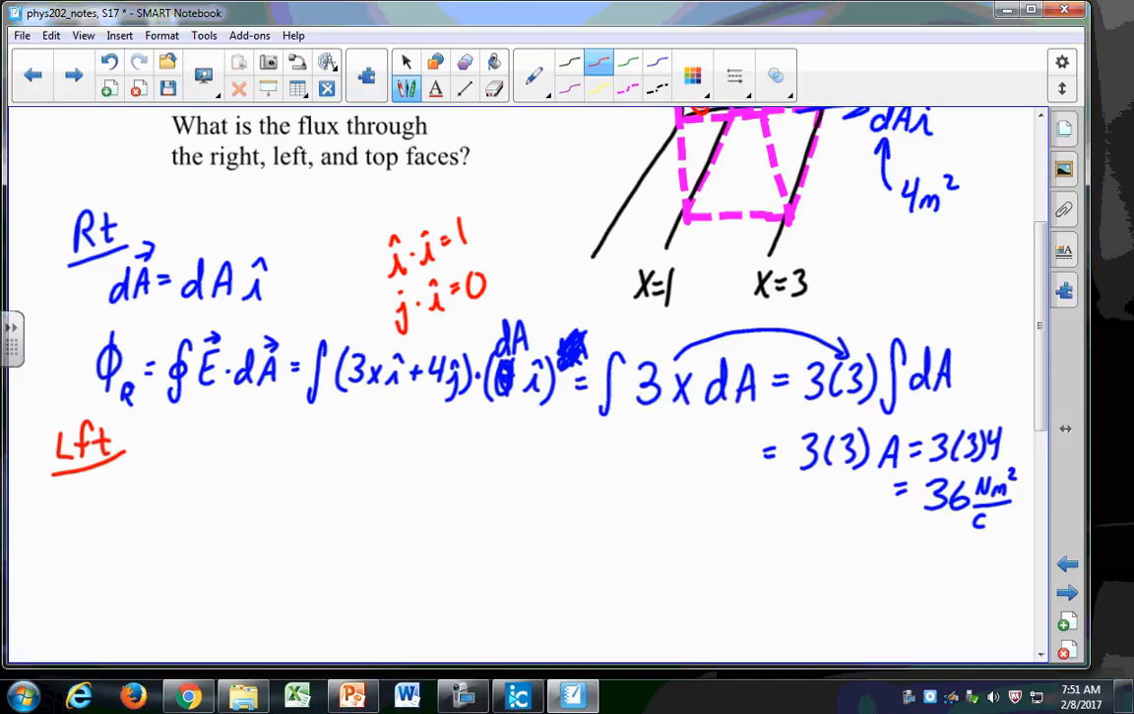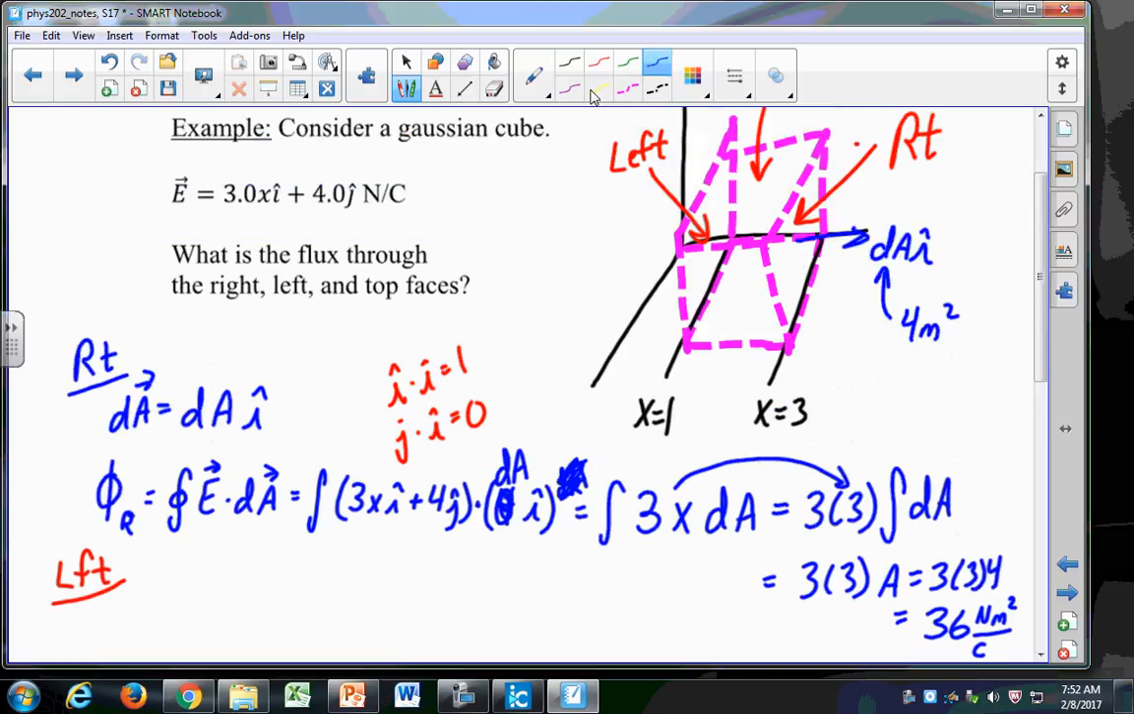That's awesome. It is negative 12. Good job. The only difference here is that x is not equal to 3 for the left face, x is equal to 1, and the area is not in the plus i direction, the area is in the negative i direction. People sometimes miss this, but our area vector dA points to the left. It points outward and perpendicular to that face.